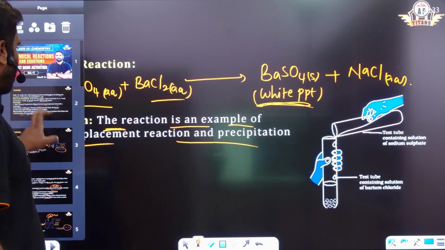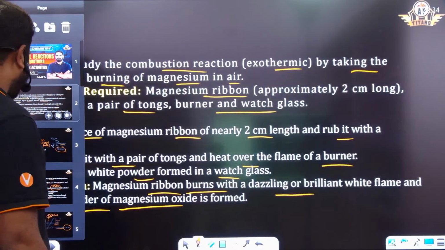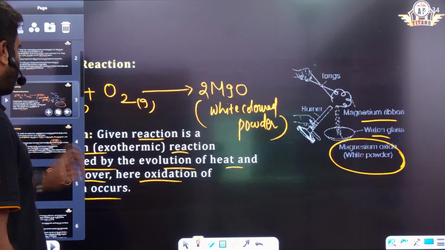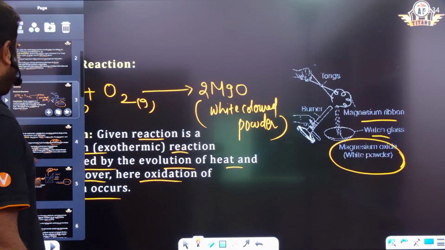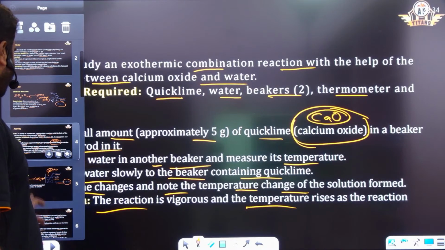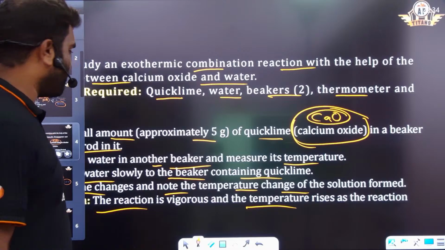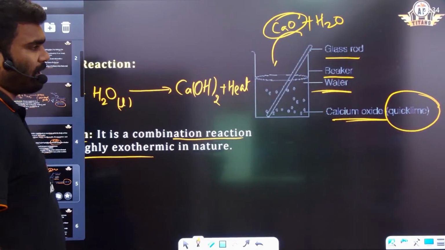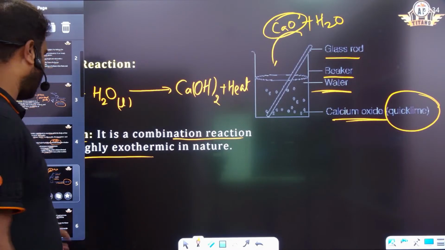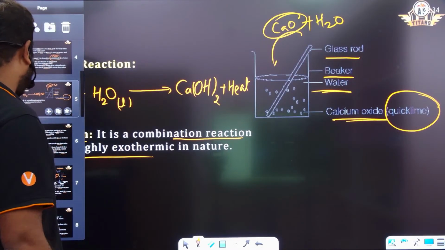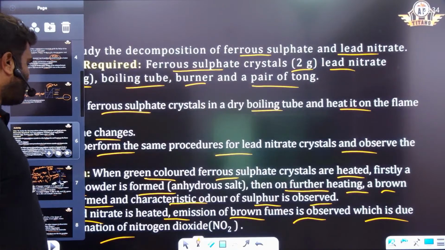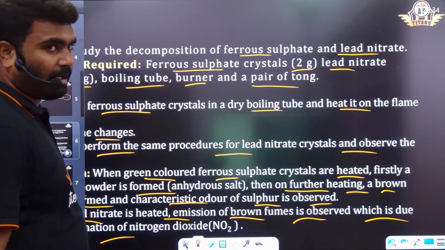Like this, burning of magnesium ribbon is giving you magnesium oxide. Then we have done a combination reaction with calcium oxide and water, and we will be getting calcium hydroxide. Okay, and next, ferrous sulfate and lead nitrate we have taken.